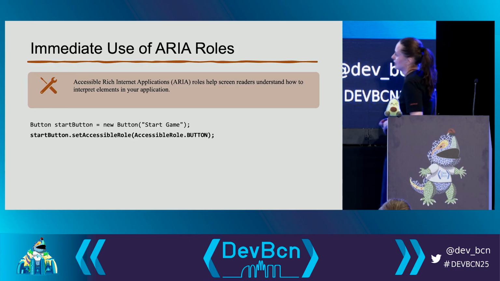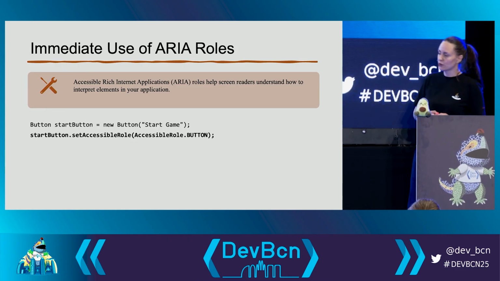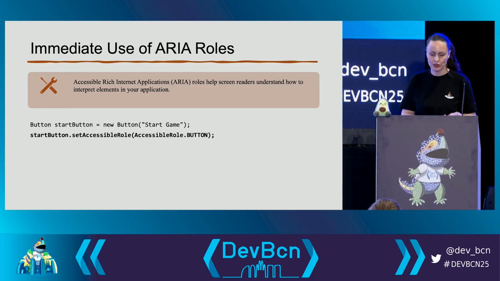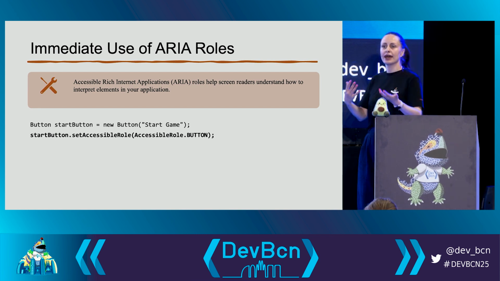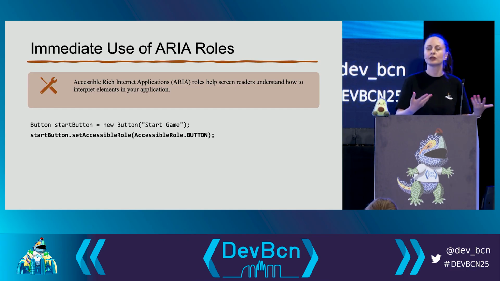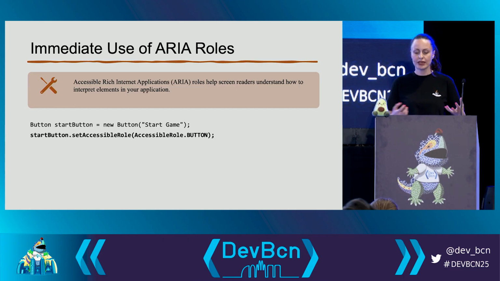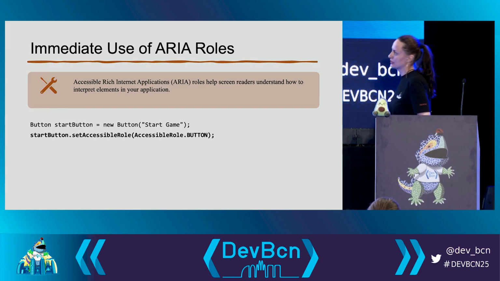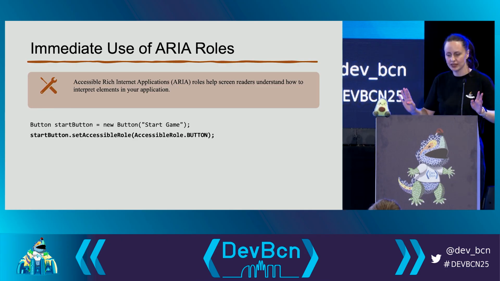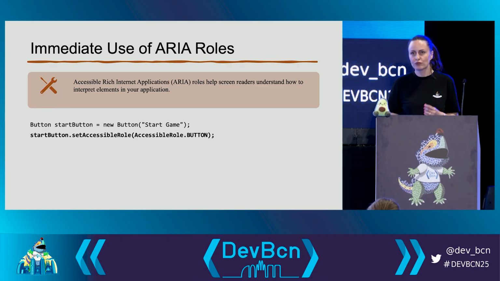First of all, accessible rich internet application roles. Those are helping the screen readers understand what's going on with the elements. That's why we need the roles. We need to add ARIA roles to communicate the role of the component to assistive technologies, making sure that the application is more accessible. And the way to do that, for example, in JavaFX for a button, is to use setAccessibleRole button. That was easy, right? Pretty easy and straightforward.